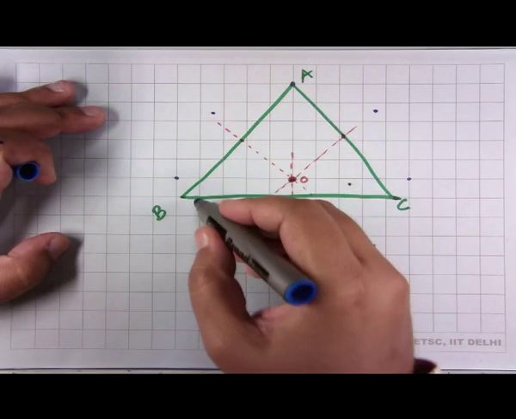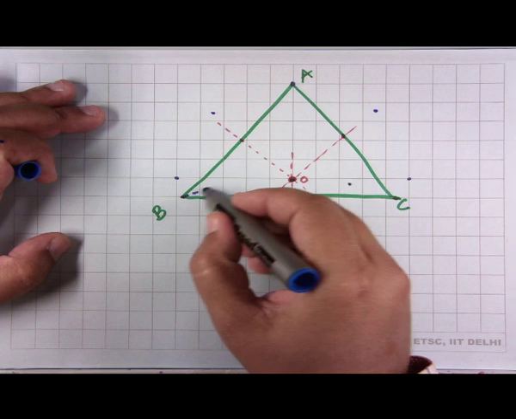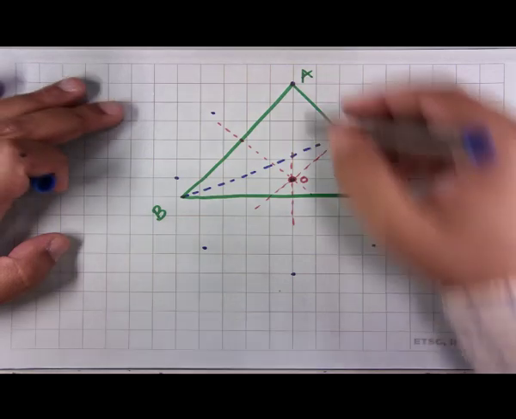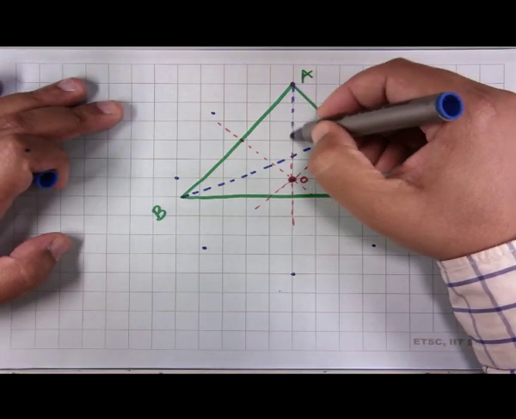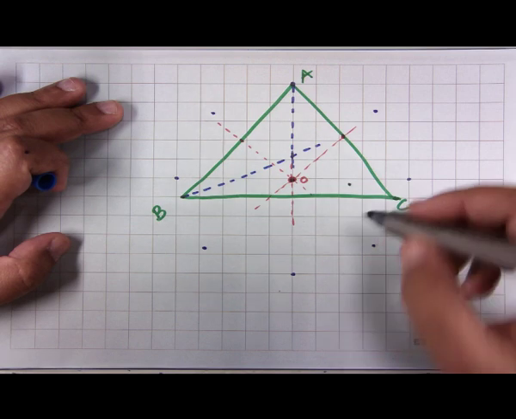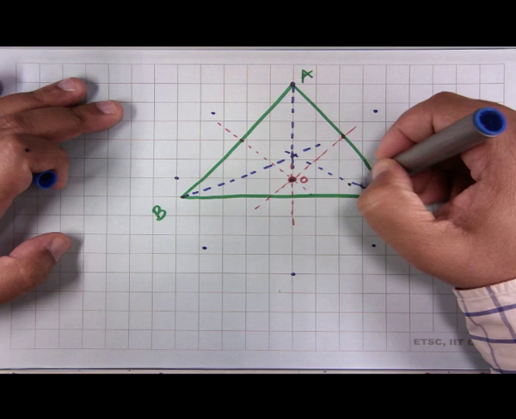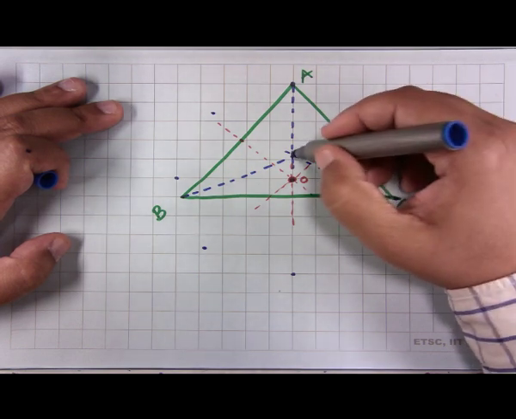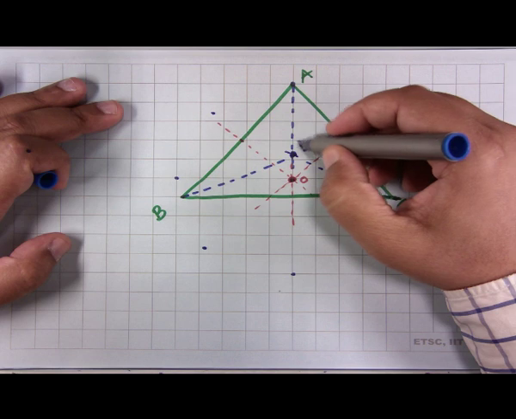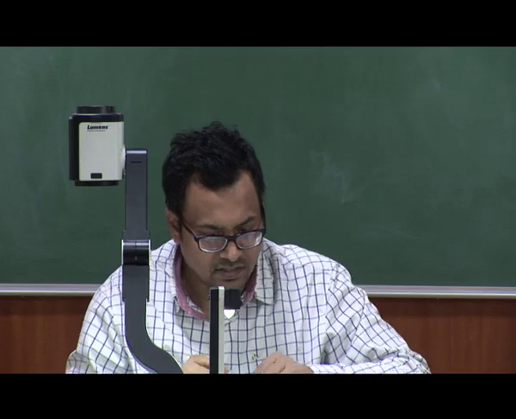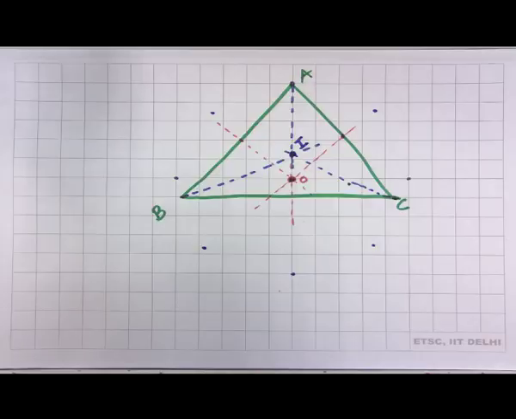So, let us now draw the angular bisectors of the three angles. So, this is the angular bisector of the angle B. Let us say that this is the angular bisector for the angle A, and this is the angular bisector of the angle C. Let us say that they intersect at this point I, which is the incenter of the triangle ABC.